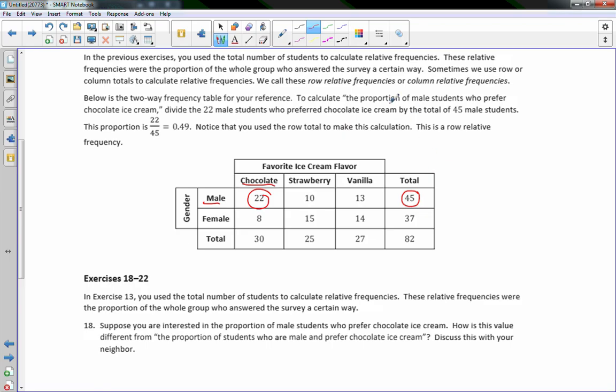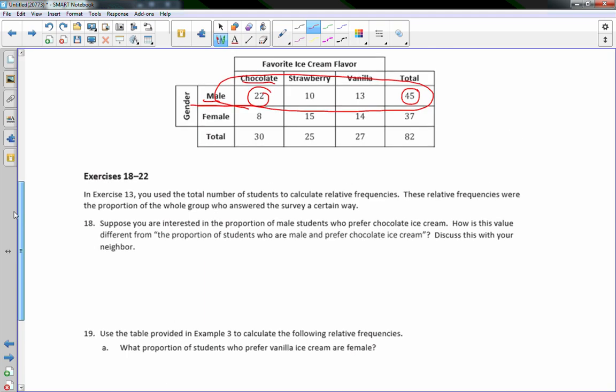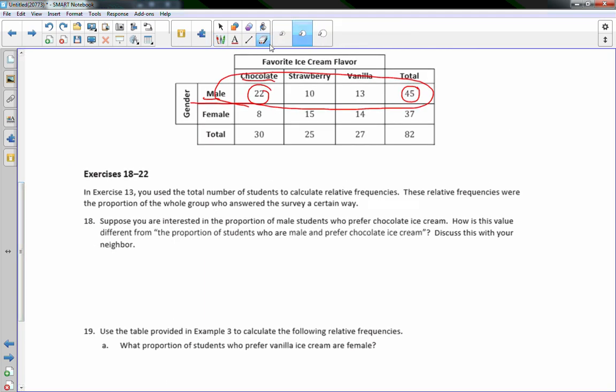Okay, we're looking for the proportion of male students who preferred chocolate, not the total students. So you need to be careful with that. Note that you use the row total to make this calculation. This is a row relative frequency, because we use this row for our information. 22 like chocolate out of the total of the males. That is a row frequency. Okay, in exercise 13, now let me erase all that.